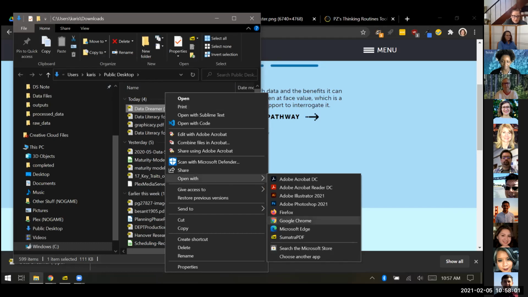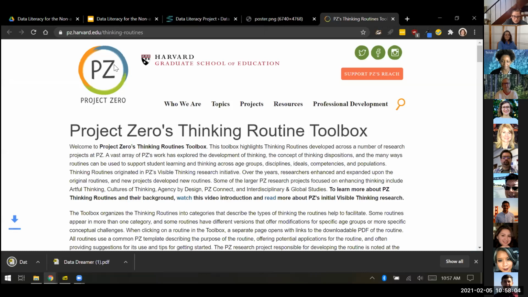Okay. Here is the challenge with having 2 screens. Let me move this over.